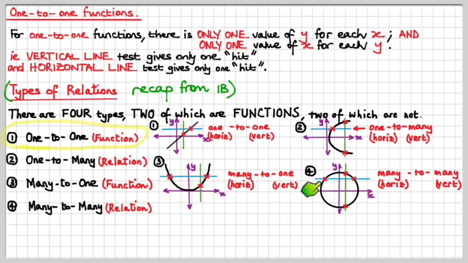Now the fourth one, that is a many-to-many. It's a circle as an example of a many-to-many. See, look, with the horizontal line test we hit twice, therefore that's many, and with the vertical line test we hit twice, therefore that's also many. Okay? Many-to-many, so it's not a function, that's a relation. And I've highlighted the two of them which are functions. That's the one-to-one and the many-to-one. Great. You're getting this, I can tell.